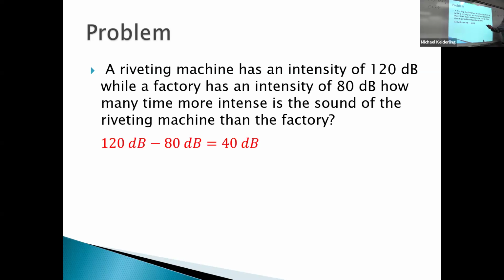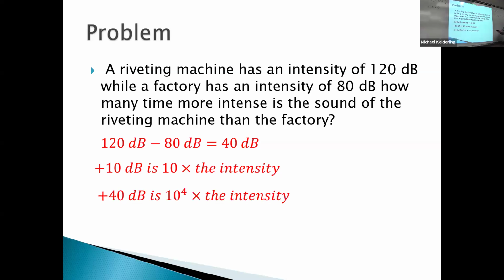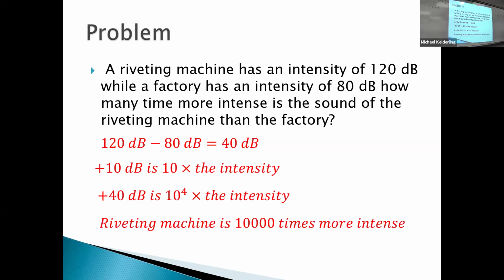So first, we figure out the difference between them. That's 40 decibels. Adding 10 decibels multiplies the intensity by a factor of 10. So 40 decibels does that 4 times, so 10 to the 4th times the intensity, or 10,000 times. So a riveting machine puts out waves that are 10,000 times more intense than an average factory. So basically, every time you add 10, you add a 0.